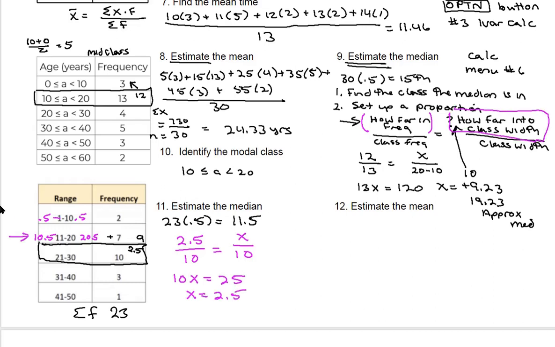Now I know that I'm going to go 2.5 into the class. The class I need to go into is going to be the class that starts at 20.5. I want you to go ahead and find the mean for number 12 on your own. You're going to do it just like you did for number 8. As far as the gaps go, don't worry about the gaps as far as finding the mid-class value. If you add 1/2 to each side, it doesn't change the middle number. So, for example, that middle number for the first class is going to be 5.5.